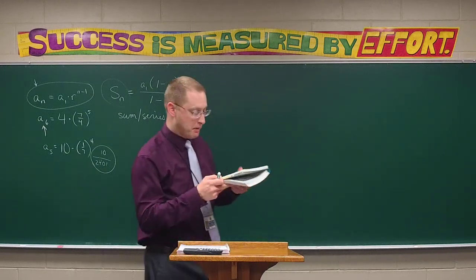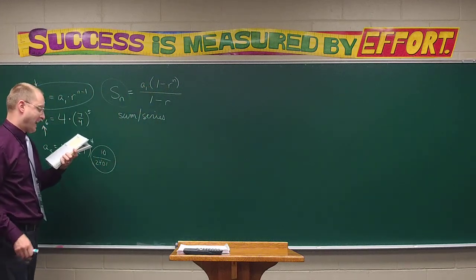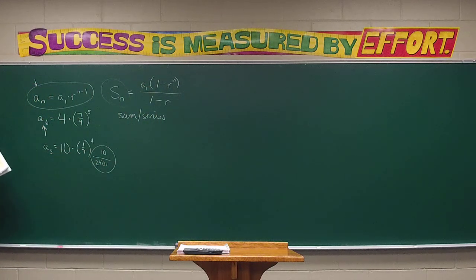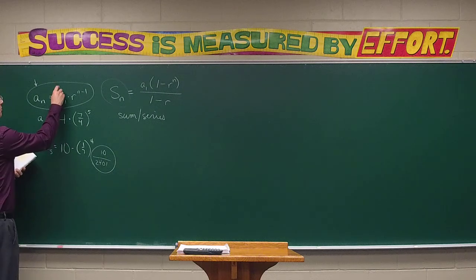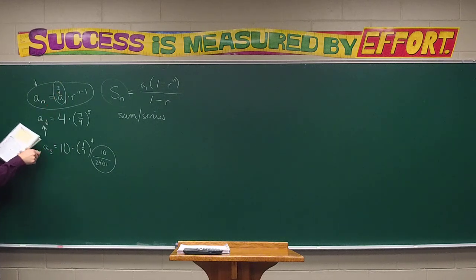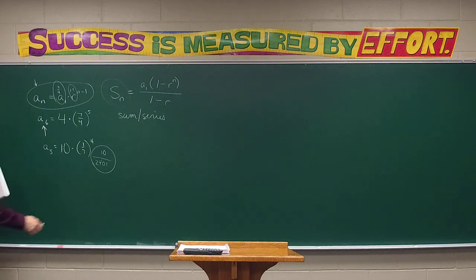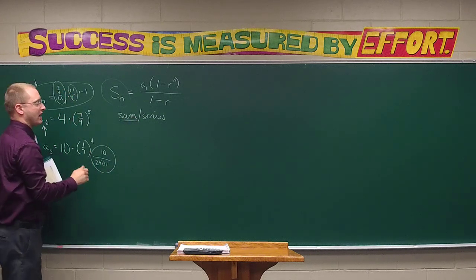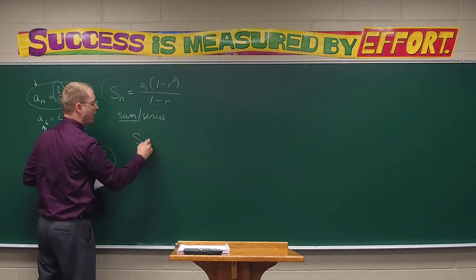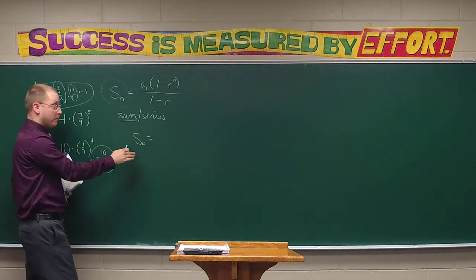Number 2, finding the sum of the first 4 terms, defined by a sub n equals 3/4 times 17 to the n minus 1. Well, this means that 3/4 is apparently the a sub 1, and 17 is the r. So if I want the sum of the first 4 terms, class, then we would say I'm finding the series of the first 4 terms, s sub 4.